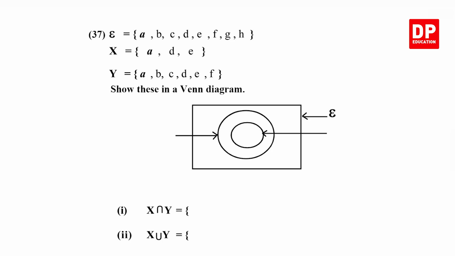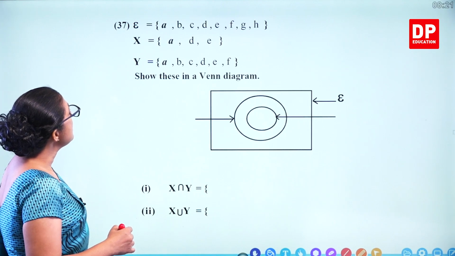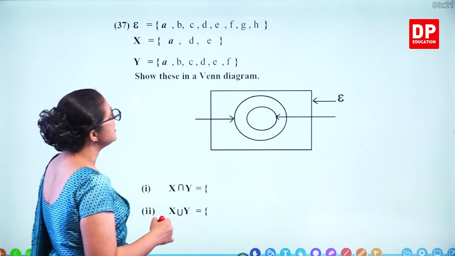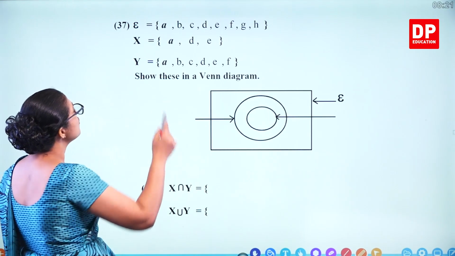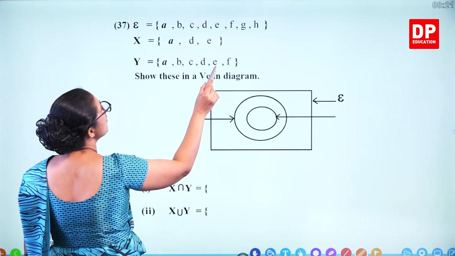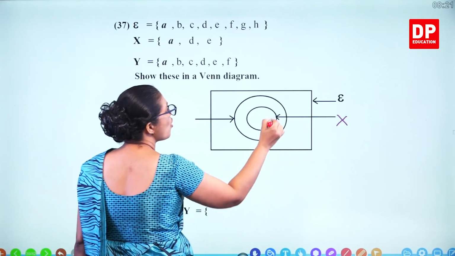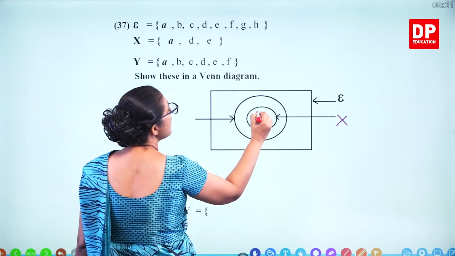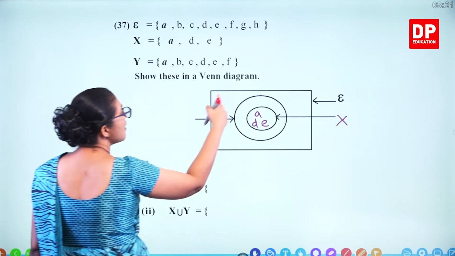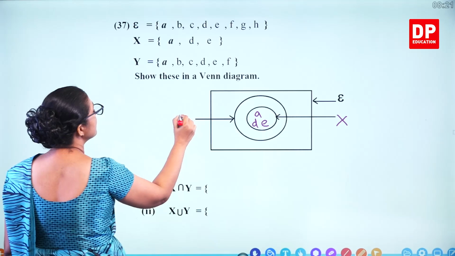Look at this one. You have given X, Y. Show these in a Venn diagram. X is A, D, E. So here, can you see A, D, E? Here also. So that means X is the subset. So this is the subset, small circle. So we can write A, D, E there. Then the big circle is Y.